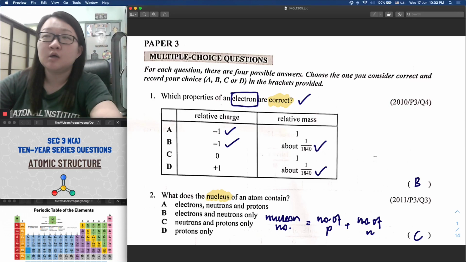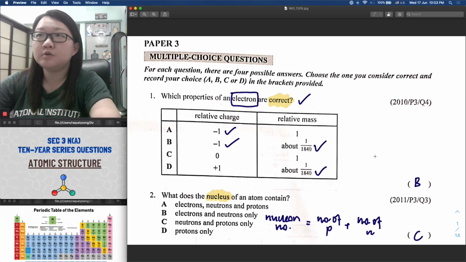Hi Sec 3 and 3. In this video, we will be going through the answers to the TYS questions, the topical TYS on the chapter of atomic structure. Okay, so let's get started.